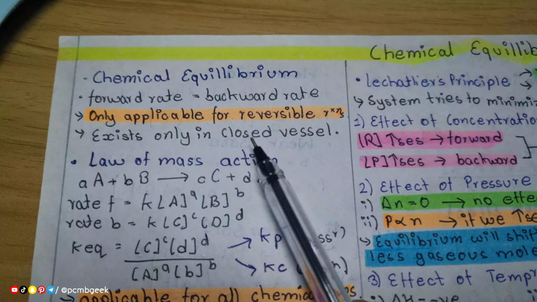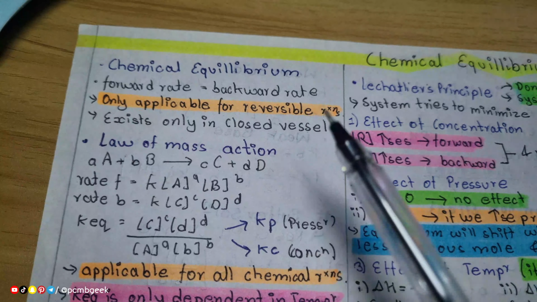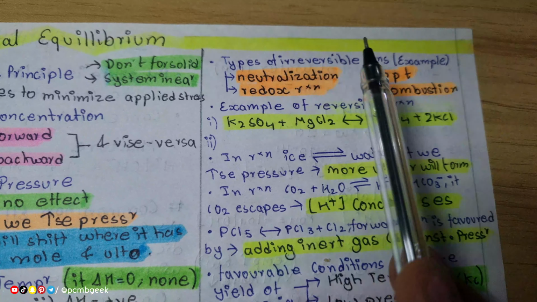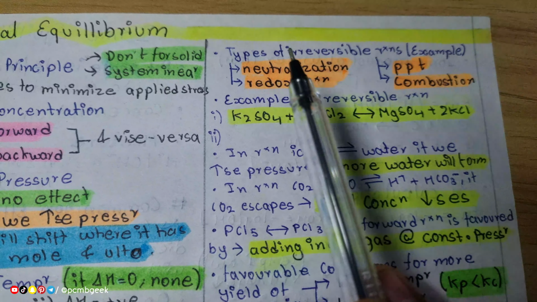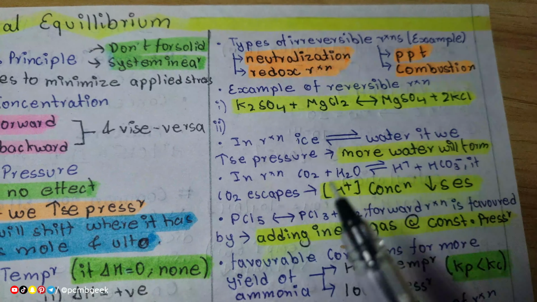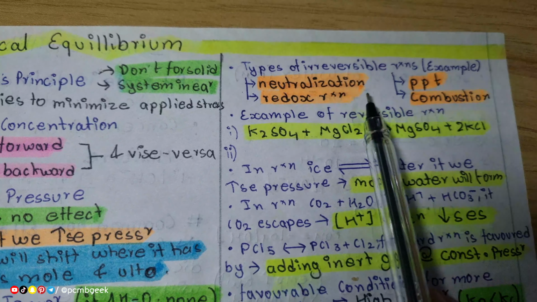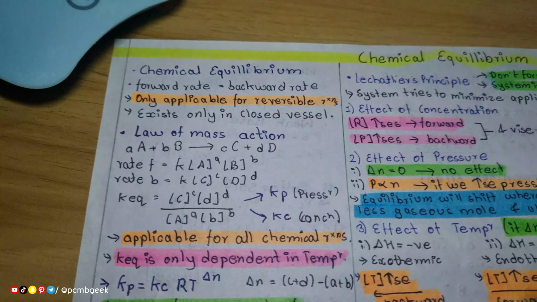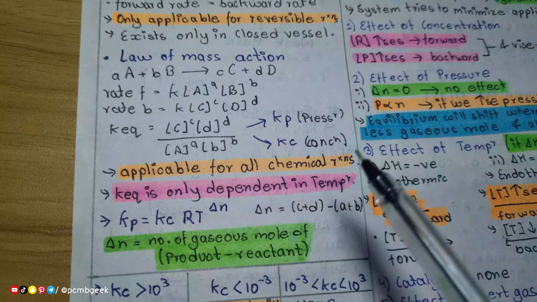Now, how to identify that a chemical reaction is irreversible? For example, every neutralization reaction, every precipitation reaction, every redox reaction, every combustion reaction is an irreversible reaction. For this type of reaction, chemical equilibrium does not work. Now, first understand the law of mass action.